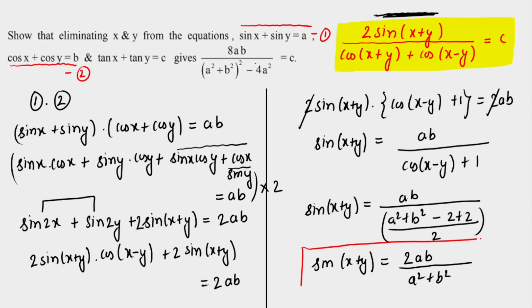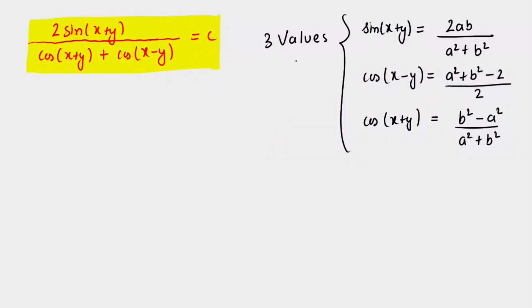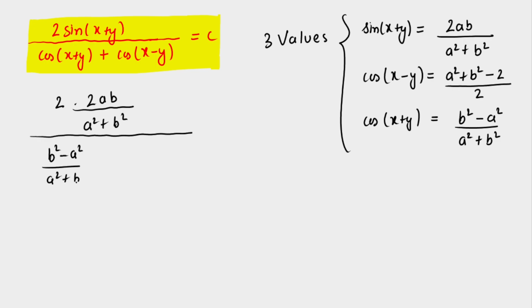Now I'm going to substitute all the values which we have calculated, all the three values: that is sine of x plus y, cos of x plus y, cos of x minus y. And then I'll successfully eliminate x and y. Now we have all the three values which are required to eliminate x and y. So I'm going to substitute one by one. So in place of sine of x plus y, I'm going to substitute 2ab divided by a square plus b square here. And whole thing is divided by cos of x plus y, which is b square minus a square upon a square plus b square. And minus, plus here you'll get this as a square plus b square minus 2 upon 2 here.